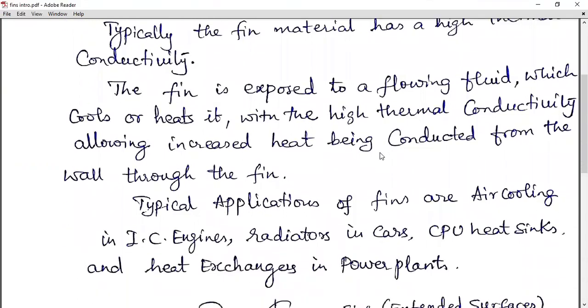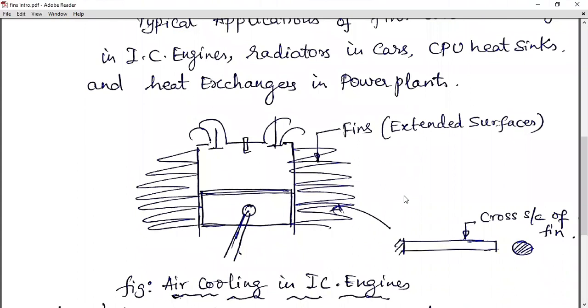Typical applications of fins, as I said, are air cooling of IC engines, radiators in cars, CPU heat sinks, and heat exchangers in power plants. This is a symbolic figure of the air cooling systems you would have noticed in your course on IC engines. You have extended surfaces, which is what they call fins. They are also called extended surfaces, used to dissipate the heat of the IC engines to the surroundings.